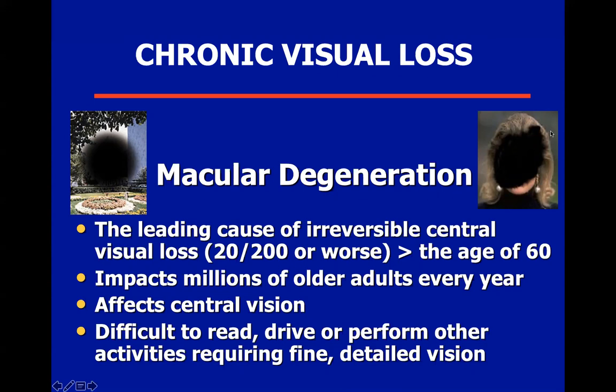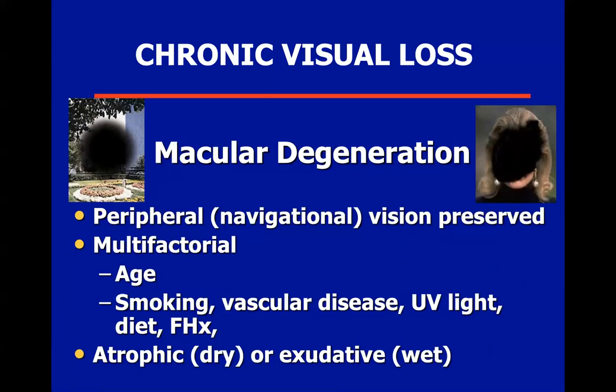It affects the central vision. So when a patient with macular degeneration looks at you, this is what they see. They can see your periphery, but they cannot see the central. When looking here, there's always a central blind spot. So for them to be able to see your face, they will have to turn to the right or to the left to move this blind spot. They have difficulty in reading, driving, or even performing other activities requiring fine, detailed vision. What's affected is usually the central vision, so they can usually navigate. The peripheral vision is usually preserved.